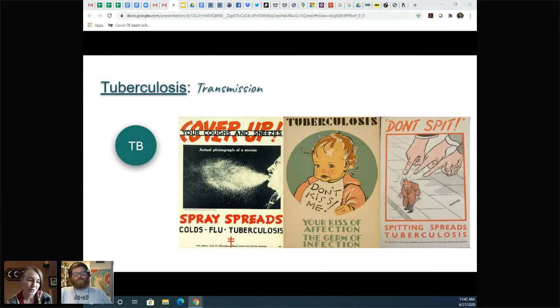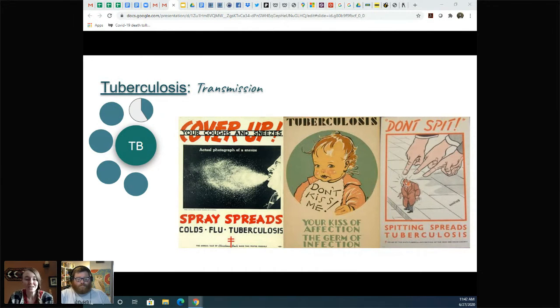So tuberculosis transmission. It's incredible. It actually only requires just a few bacteria to be breathed in before you actually get the disease. So the R naught, or for every one person who gets the disease, how many people are expected to get the disease transmitted from that person, is 4.3. So for every one person sick, four and a third people end up with tuberculosis.